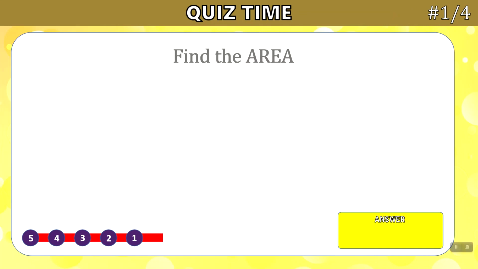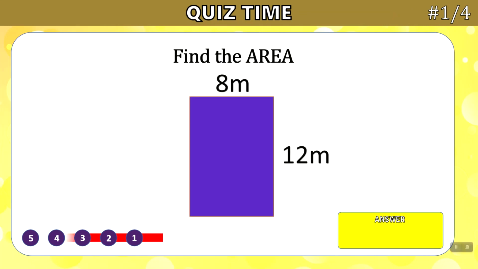And now it's quiz time. Find the area of the following rectangle. You have 5 seconds. Time's up. The answer is 96 meters squared. The length is 12 meters, the width 8 meters. The area formula of a rectangle says length times width, so 12 times 8 is 96.